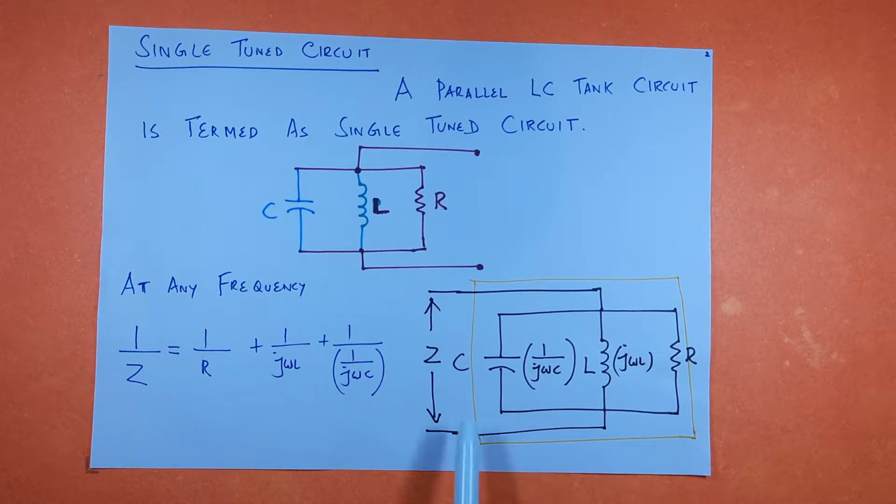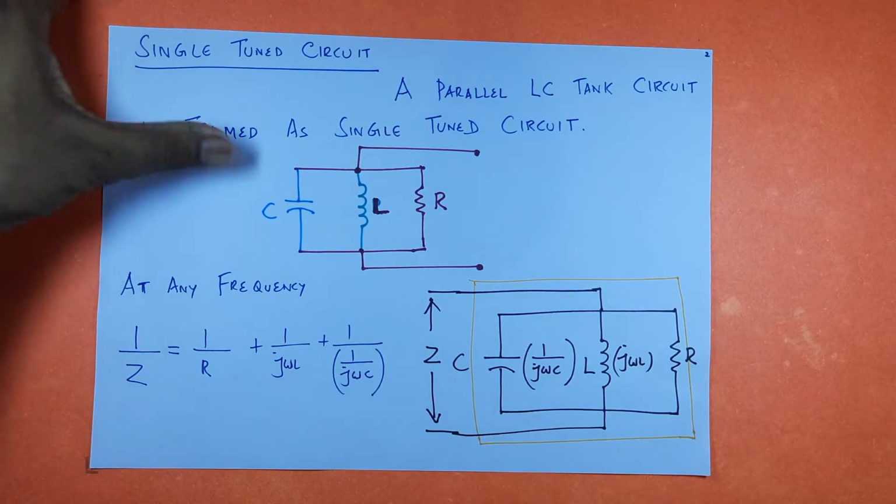Here the reactance associated with C is 1 by j omega C, with L is j omega L, and this is the resistance R. So the entire thing is the impedance. These three are connected in parallel. At any frequency, 1 by Z equals 1 by R plus 1 by j omega L plus 1 by j omega C. So this you can bring upstairs.